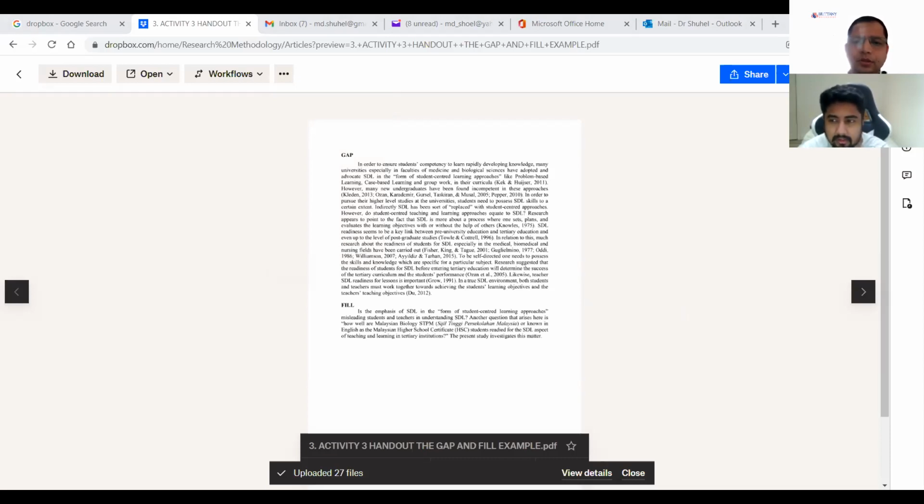Do you want me to read out the fill? No, it's okay. We did the gap first. So you have read this whole article or the whole paragraph. So what do you think? What is the real problem or what is the real gap here?